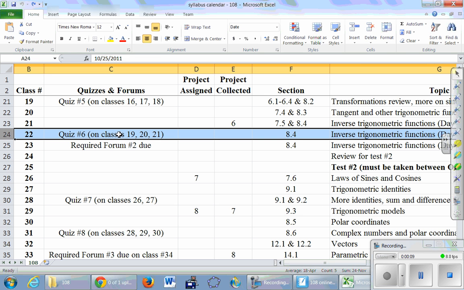Quiz number 6 happened today, so hopefully that's in. Reminder that required form number 2 is due soon. Take a look at it on Moodle and you'll find the date over here. And again, 2 classes later, you're expected to respond intelligently to one of your classmates' posts.